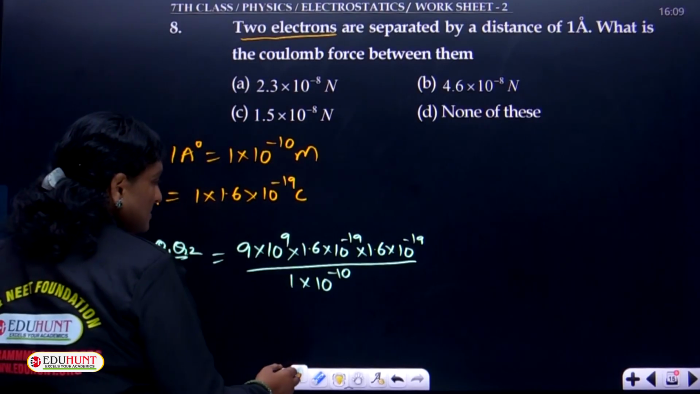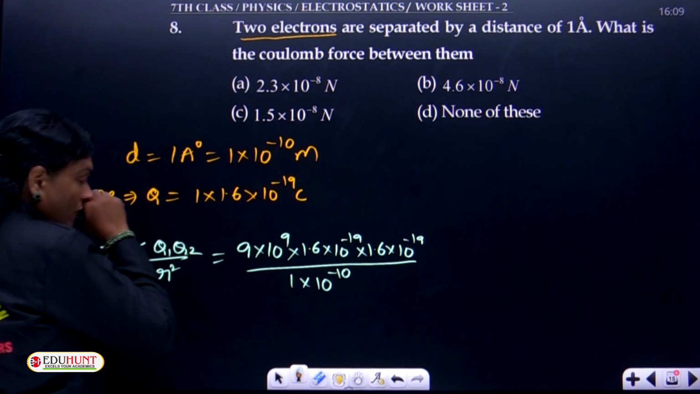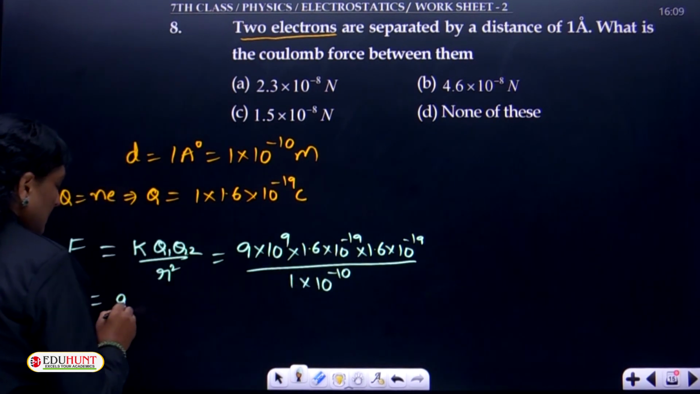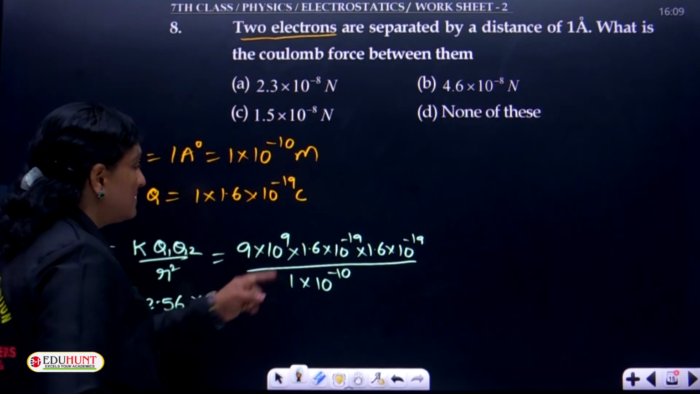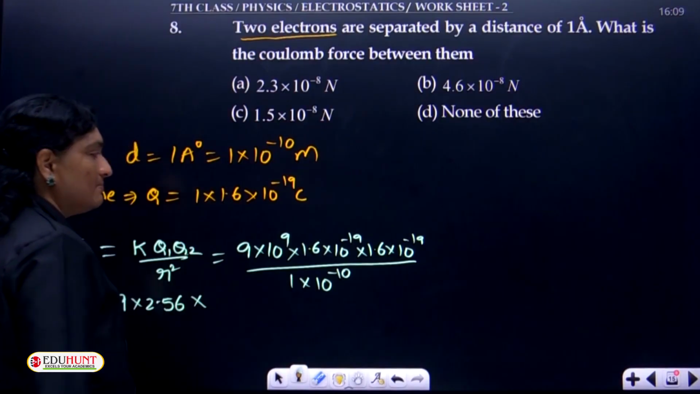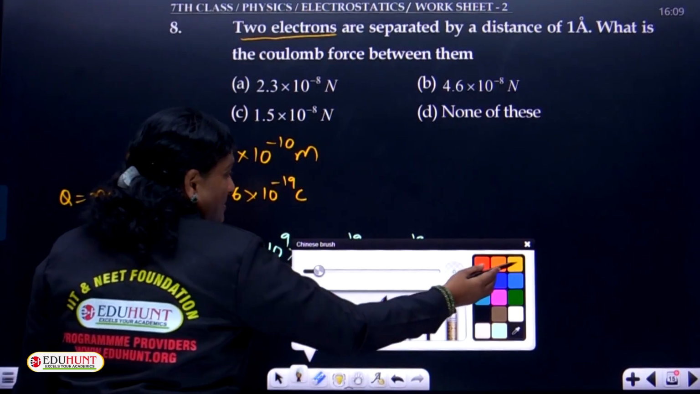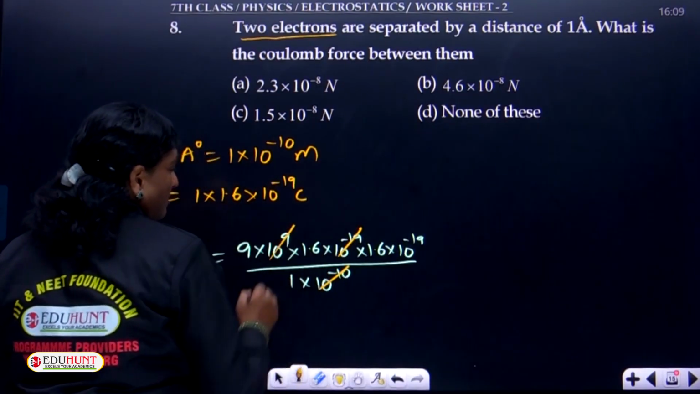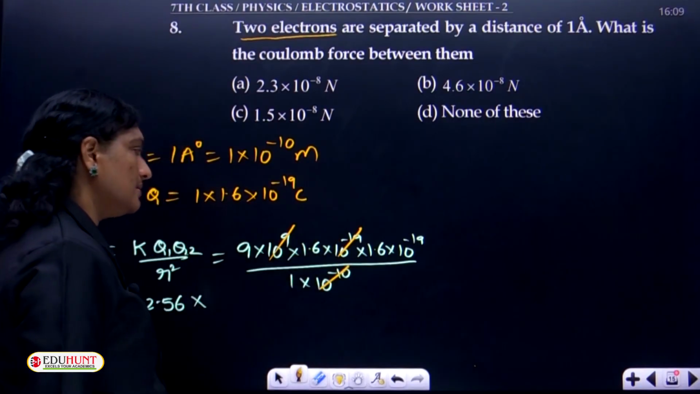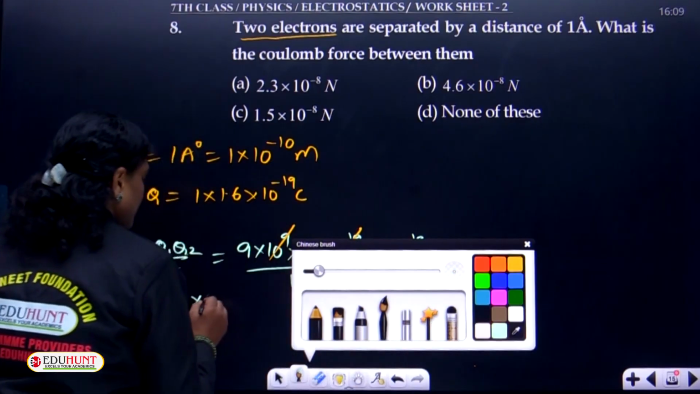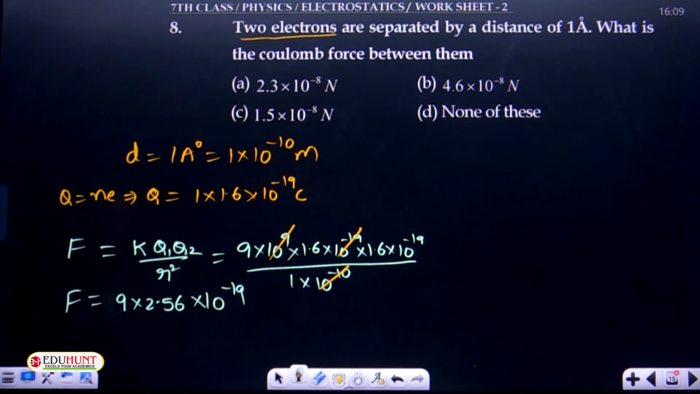Simplifying this carefully, we get the value of F as 1.6 into 1.6, which is 2.56, multiplied by 10 power 9 and minus 19, which is 10 power minus 10. So, this 10 power minus 10 and the 10 power minus 10 below will get cancelled. Plus 9 minus 19 is minus 10, and minus 10 minus 10 gets cancelled. Hence, you are left with 10 power minus 19. Okay, children.